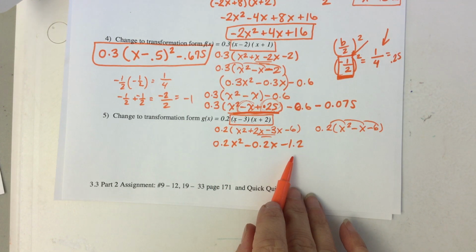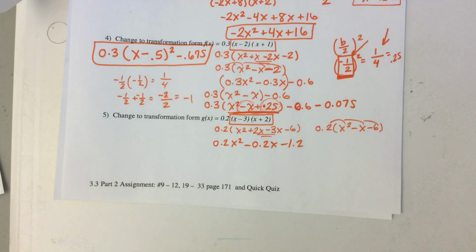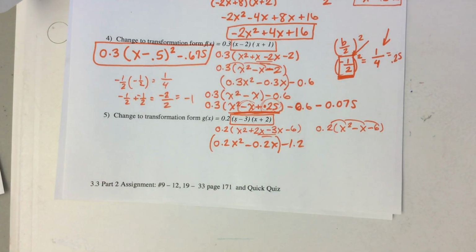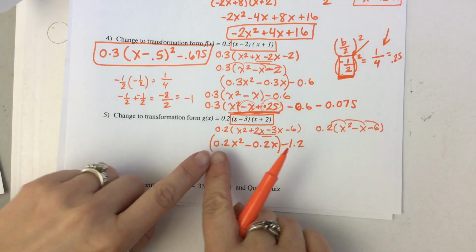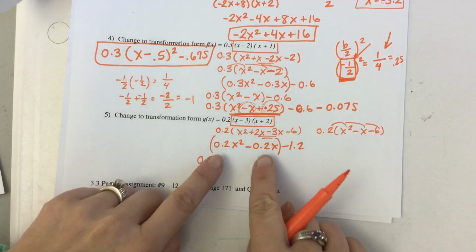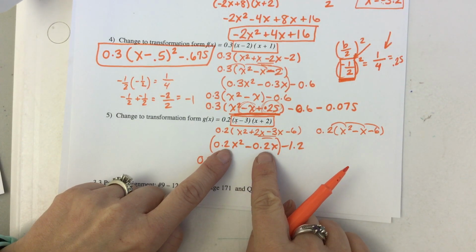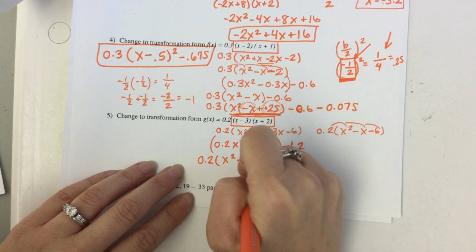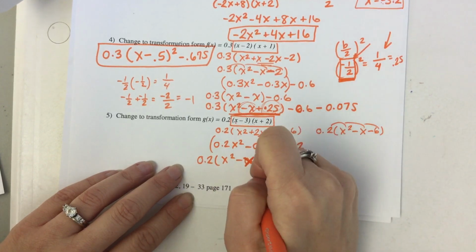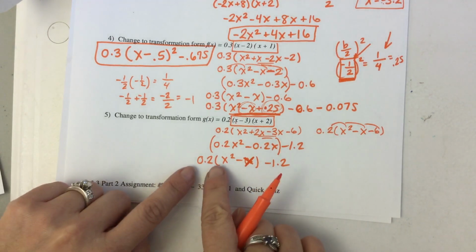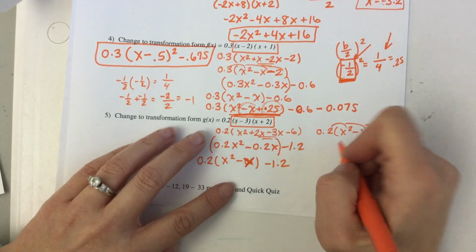In order to go into transformation form from this format, you put parentheses around the terms that have an x. Before you find the magic number, you divide out the leading coefficient. So I take the 0.2 out of only the two terms that are in the parentheses. So I'd have x squared minus just an x, because the 0.2 came out, minus 1.2. This did not change.